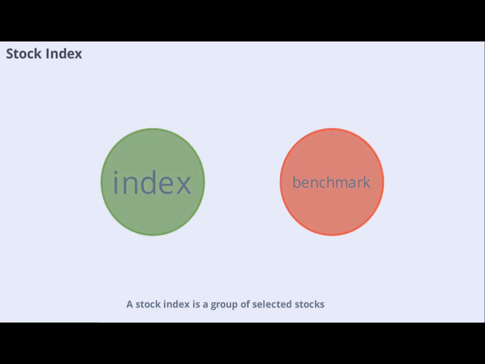A stock index is a group of selected stocks that represent the performance of a particular market or sector. Examples include the Sensex and Nifty.